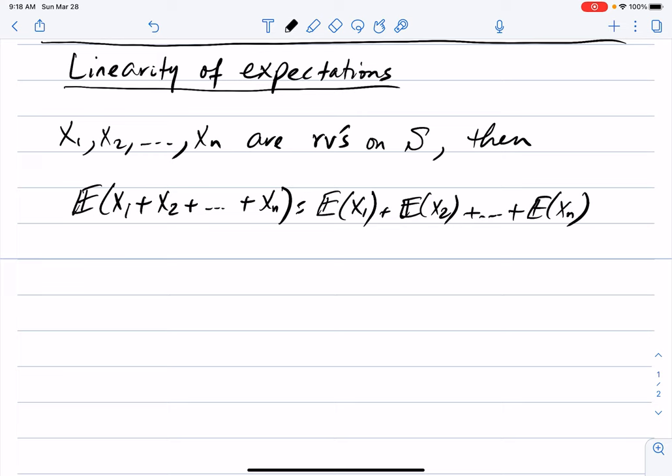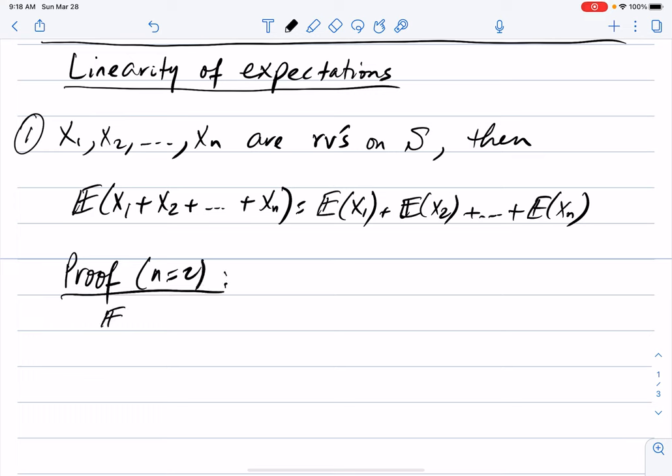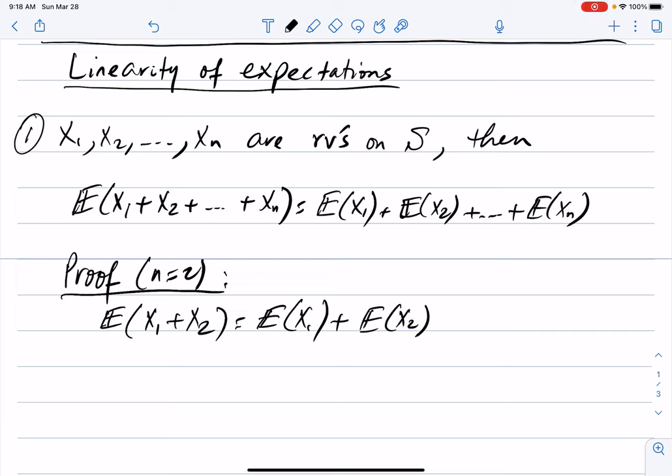Now, this is one version of it. We are talking about the sum of these n random variables. We can easily show it for n equal 2. So if I want to look at the proof for n equal 2, we are saying that the expected value of X1 plus X2 is the expected value of X1 plus the expected value of X2. We want to show this, okay?